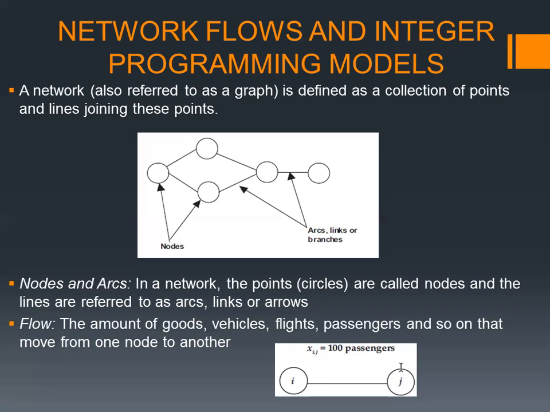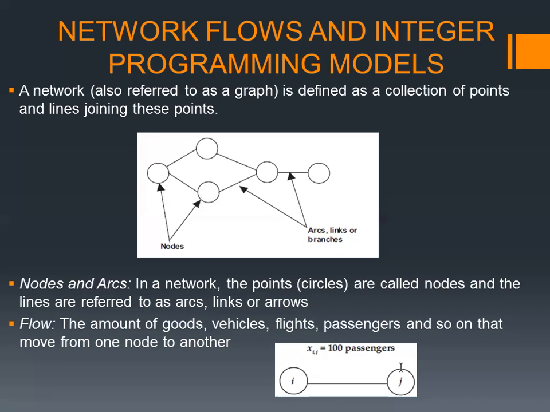And the arcs imply the direction in which the movement of flow takes place. The commodities moving may be goods, vehicles, the number of flights in a route, the passengers traveling in a flight on a route, or the flow of money, revenue generated. All of these things can be termed as a flow from one airport to the other airport.